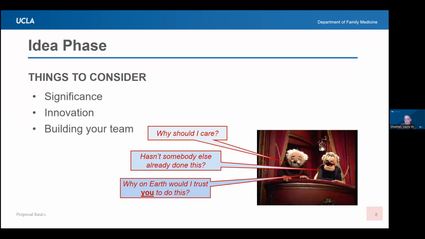If there are gaps in your knowledge that the reviewers are going to harp on, find somebody to join you as a co-investigator, as a consultant, as an MPI, a multiple principal investigator, to join your team so that you can fill in that gap before you move forward.